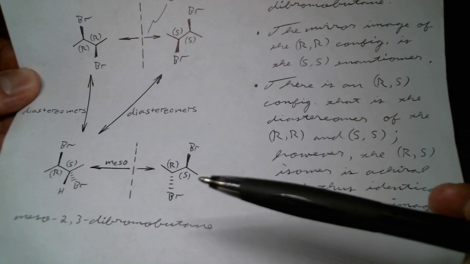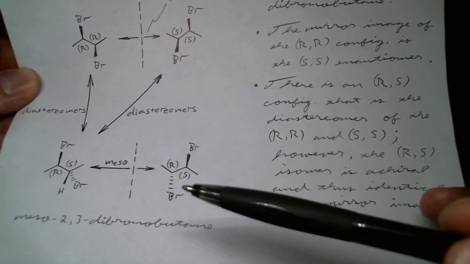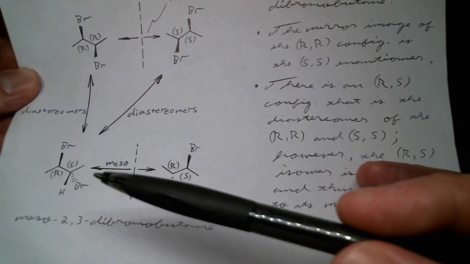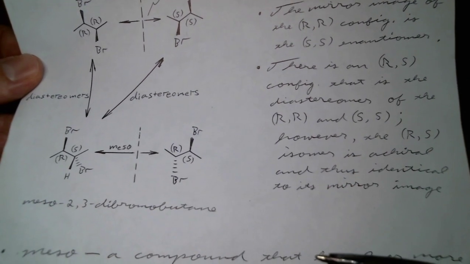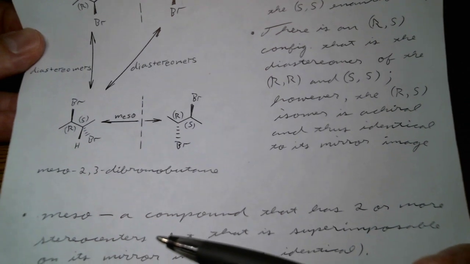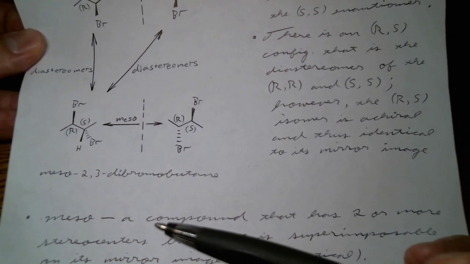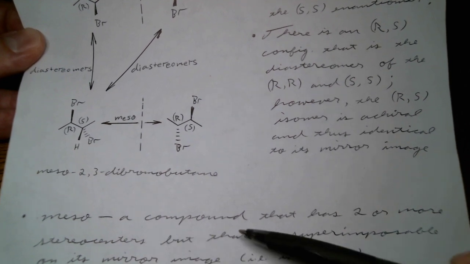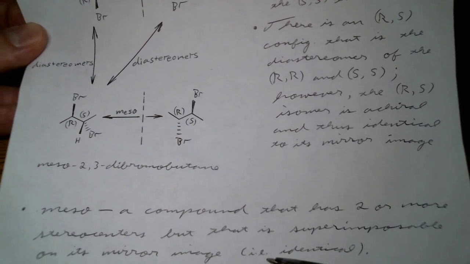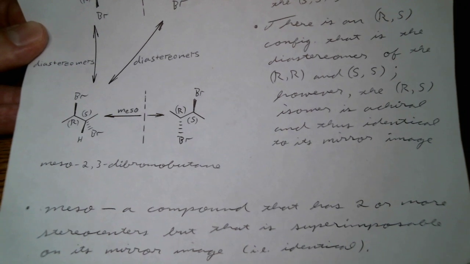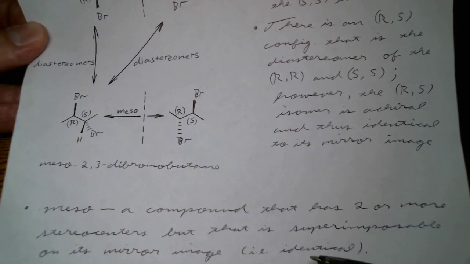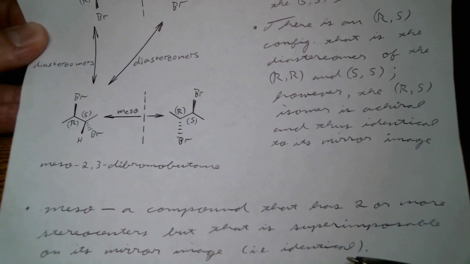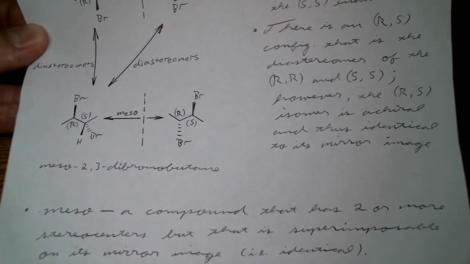What we also mean to say when we see a mirror image of a molecule that is identical is that this molecule is achiral. So a meso compound is a small subset of a larger group of achiral compounds. It is a compound that has two or more stereocenters, but that is superimposable on its mirror image, which is to say it's identical. And that's another way of saying it is achiral.